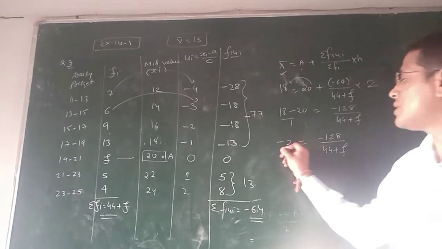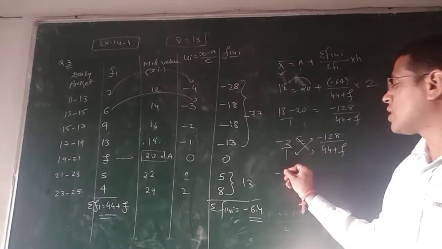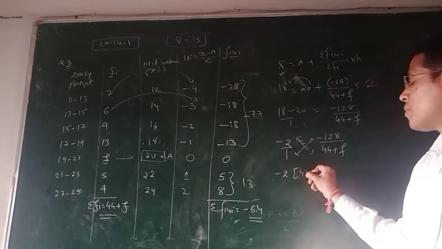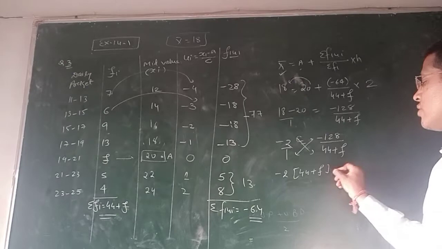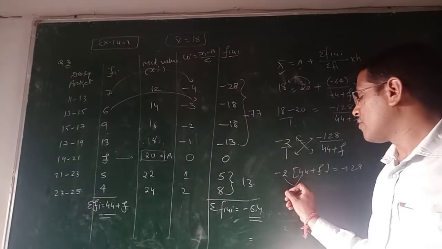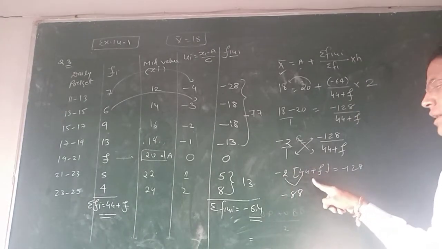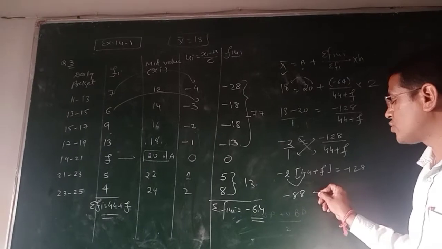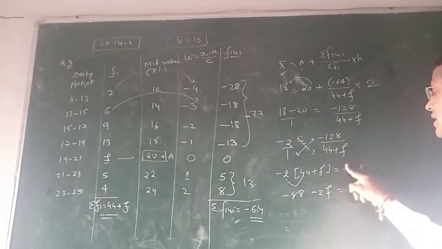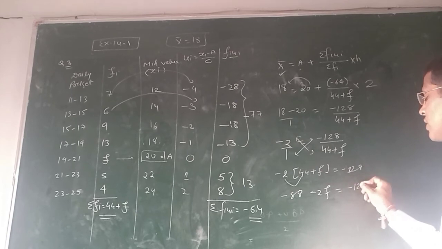Now what is to be done? Again the cross multiplication is to be done. -2 multiplied with 44 plus f, so that you will get, see, 44 into 2, so it will be -88. -2 is multiplied by f, so it will be -2f. On the other side of the equal sign, it is -128.